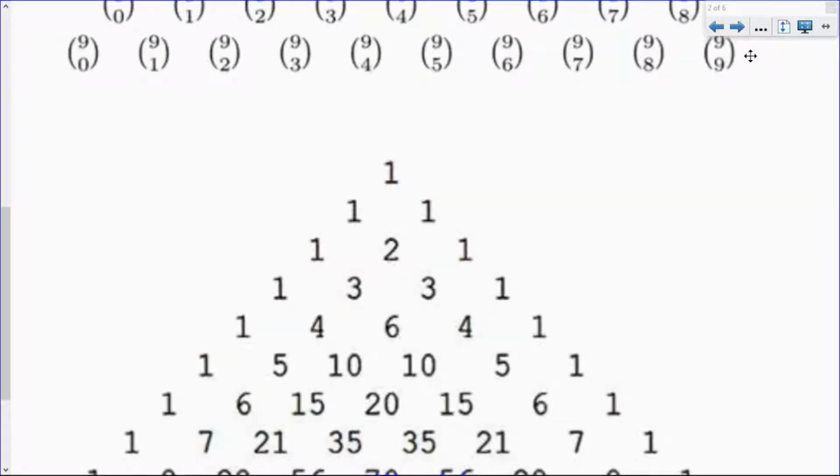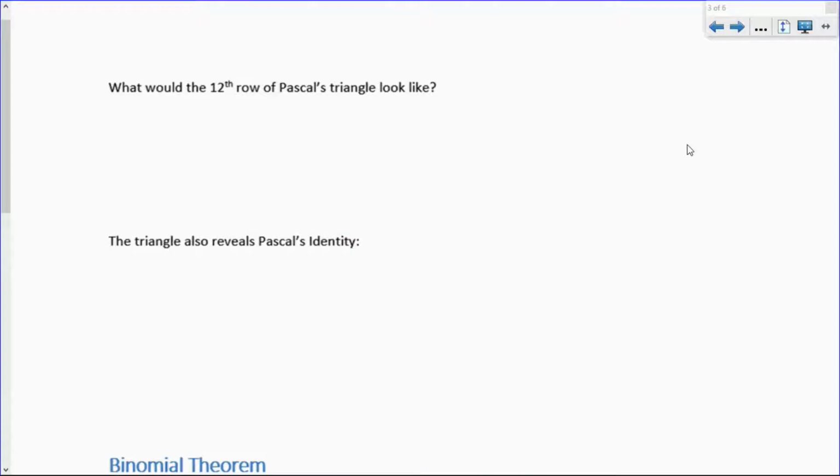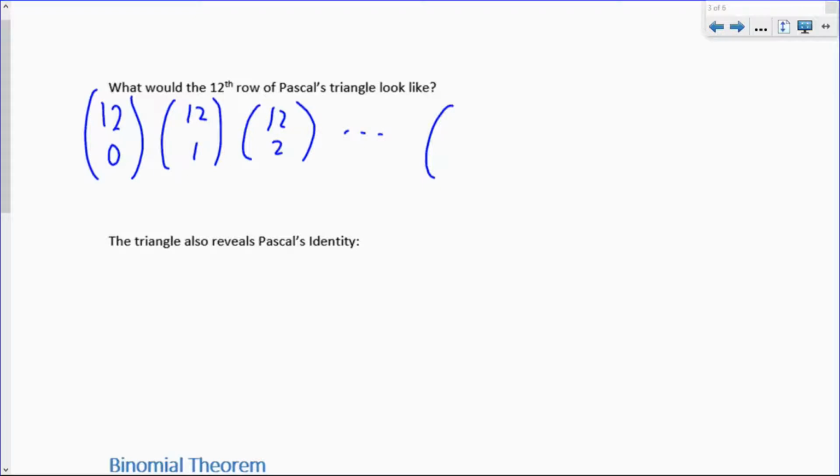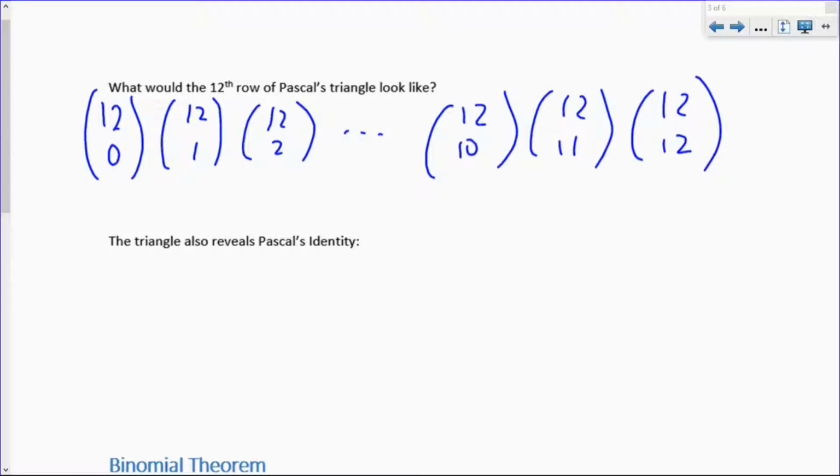We know what every row of Pascal's triangle would look like, so we can figure out what, for example, the 12th row of Pascal's triangle would look like. It would start at 12 choose 0, and the next one would be 12 choose 1, followed by 12 choose 2, all the way to, of course, 12 choose 10, 12 choose 11, and 12 choose 12. Now, notice 0 to 12 is 13, so there are actually 13 different numbers in the 12th row of Pascal's triangle.